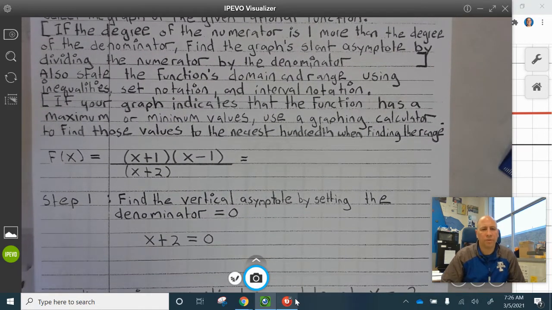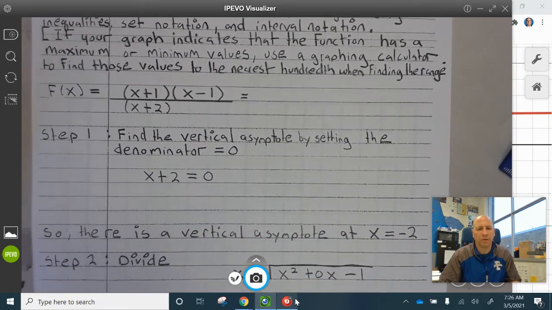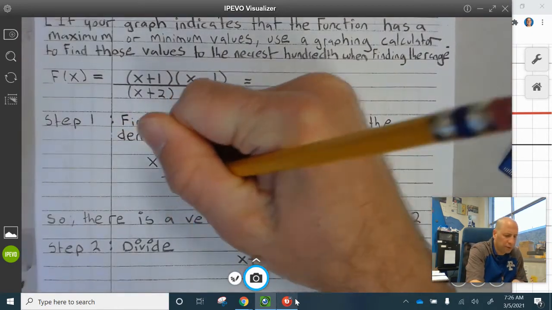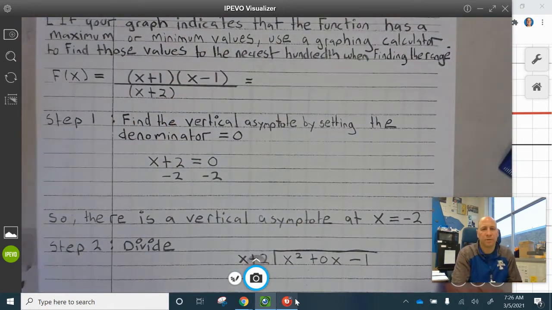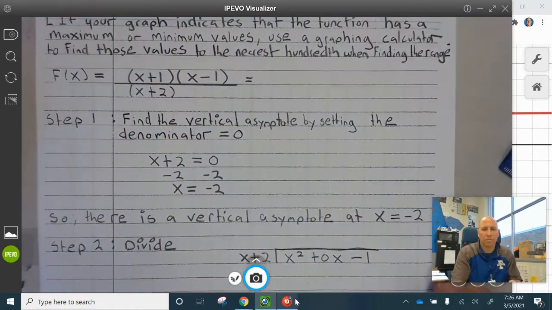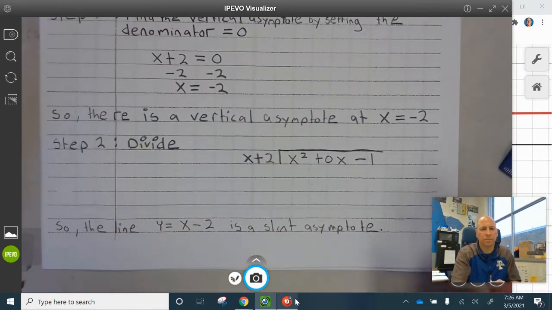f of x equals parentheses x plus 1, parentheses x minus 1, divided by x plus 2. Step 1, find the vertical asymptote by setting the denominator equal to 0. So we said x plus 2 equals 0, so we're going to subtract 2 from both sides. So x equals -2. So there's a vertical asymptote at x equals -2.